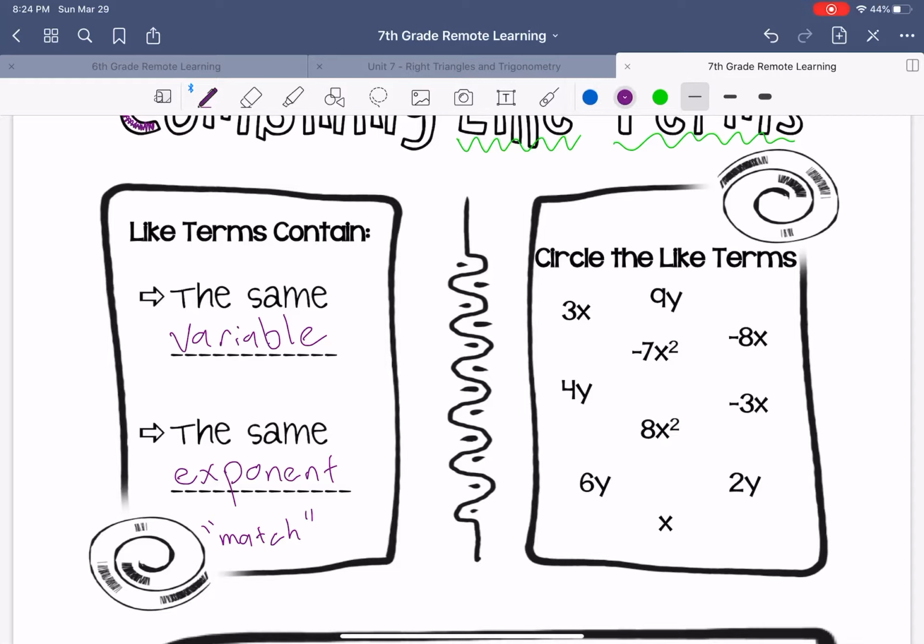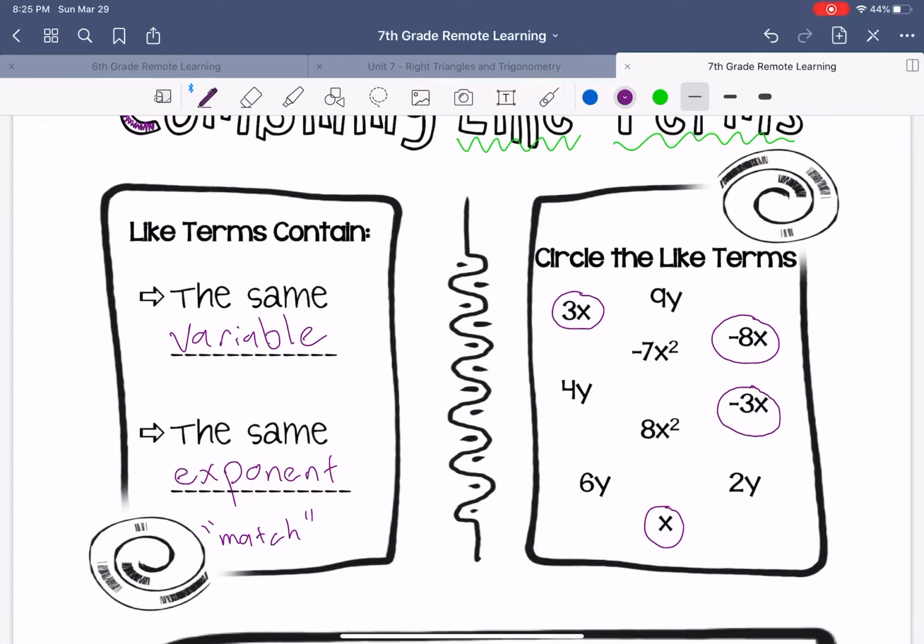And if you color code, this is a good time to do that. We also can differentiate with shapes. So let's start just right here with this x. So we've got 3x. Where else do we just see an x? Well, I see one right here with negative 8x. I see one right here with negative 3x. And I see one down here with x.